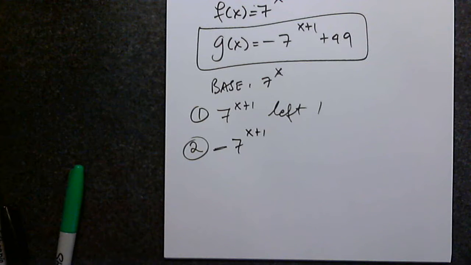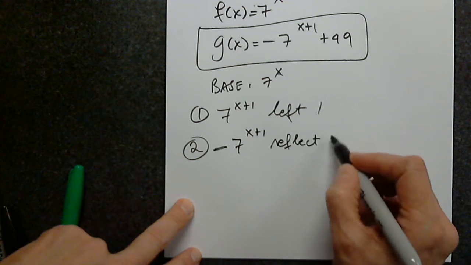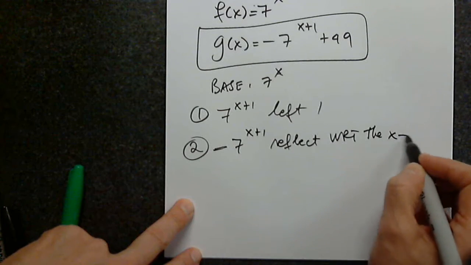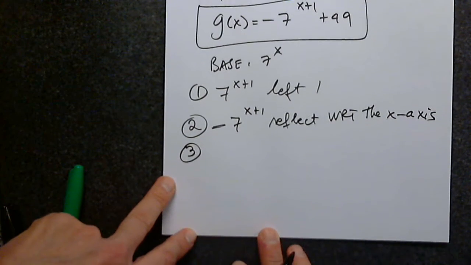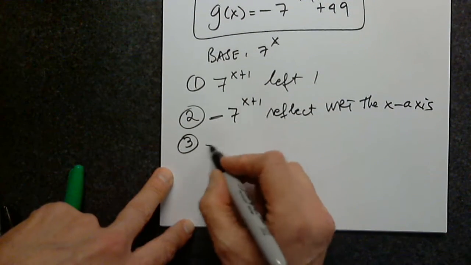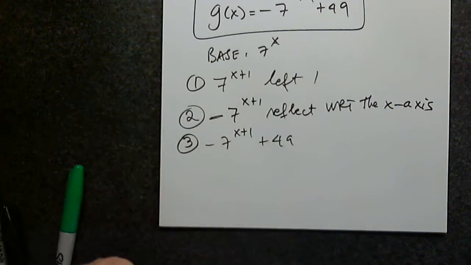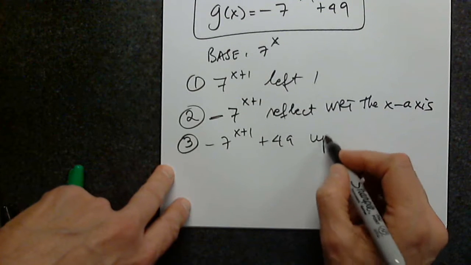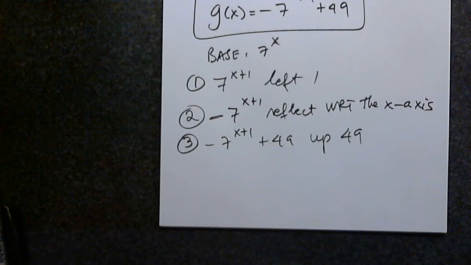And it does not touch x, so it cannot be a change in x. We're not adding to y. Exactly, exactly. With respect to the x-axis. And number 3, add 49. Very good. -7 raised to x plus 1 plus 49. What does this do to this? Indeed. That's it. And then we will determine the x and y intercepts algebraically.